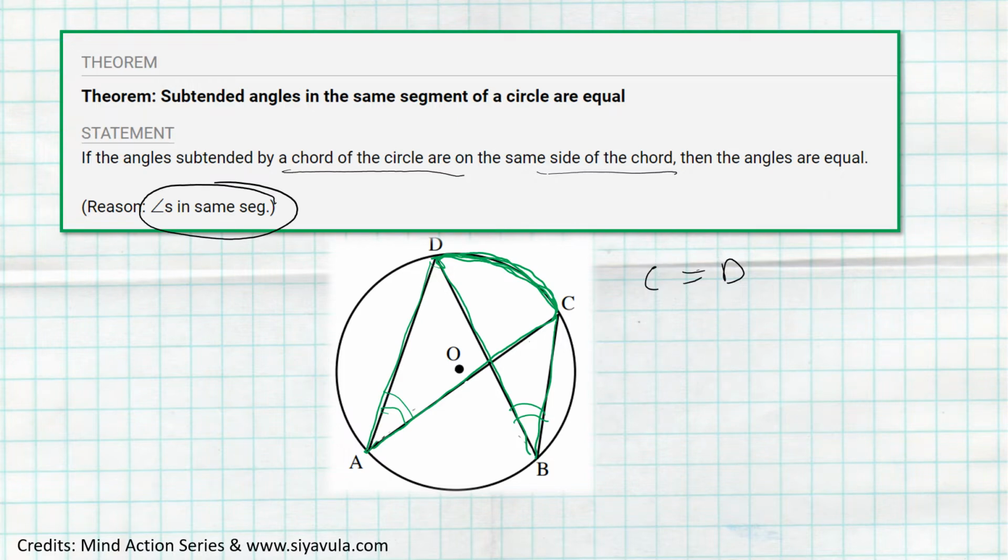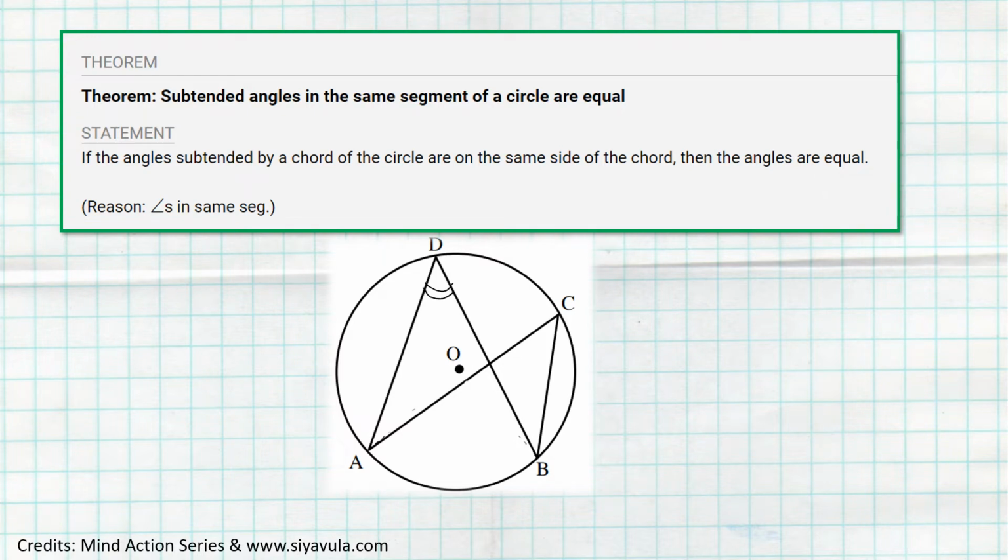So how can we now prove this theorem? Remember, it's saying this angle here will be the same as this one, and this one will be the same as this one, because these are angles subtended by the same chord in the circumference, so they are actually angles in the same segment. Let's say we want to prove that angle D is equal to angle C, and I'll quickly show you how to prove this theorem. We're going to start with construction.